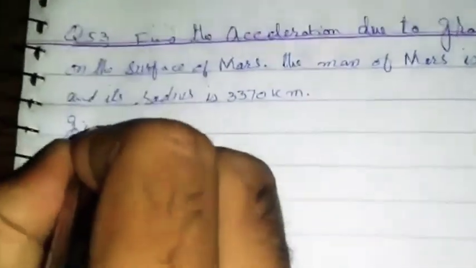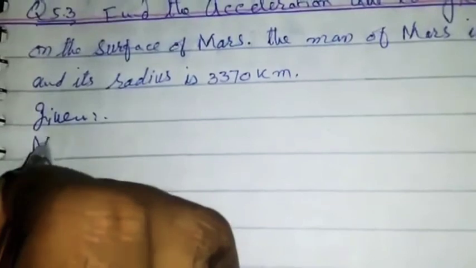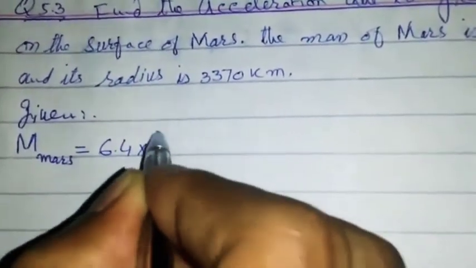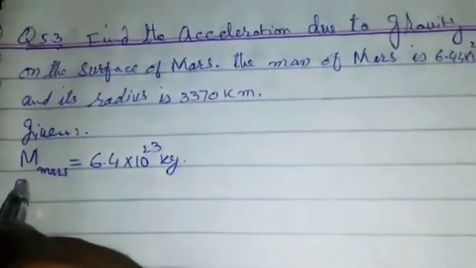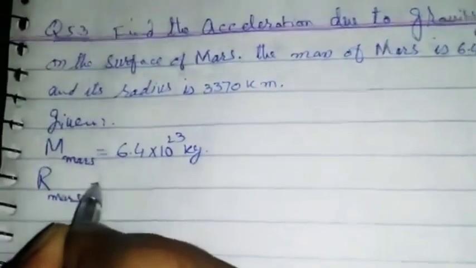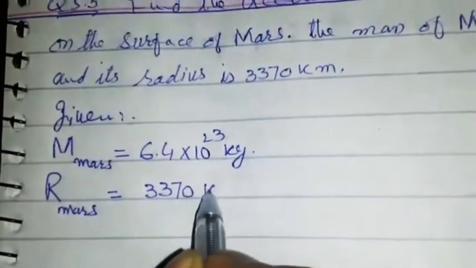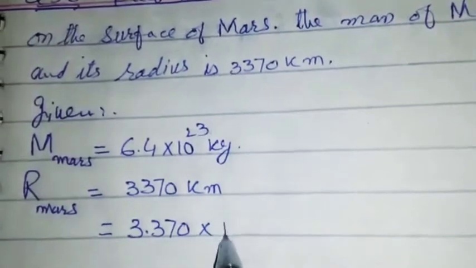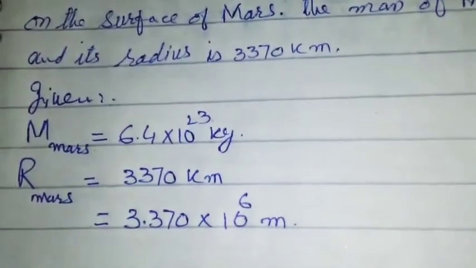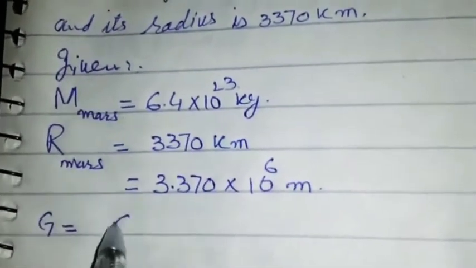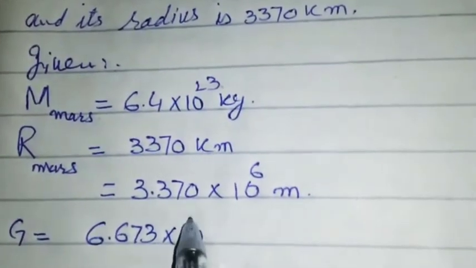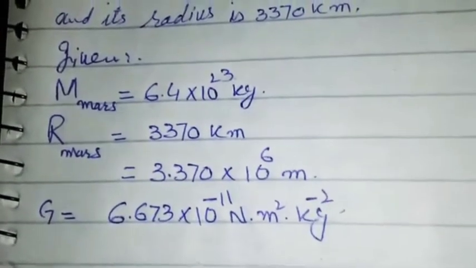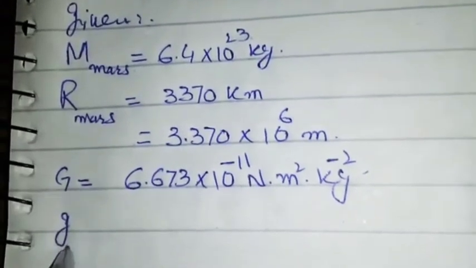Given: mass of Mars is equal to 6.4 into 10 raised power 23 kilogram. Radius r of Mars is 3370 kilometer, which is equal to 3.370 into 10 raised power 6 meter. We know G is equal to 6.673 into 10 raised to minus 11 Newton meter square per kilogram square, and we have to find the value of g at Mars.